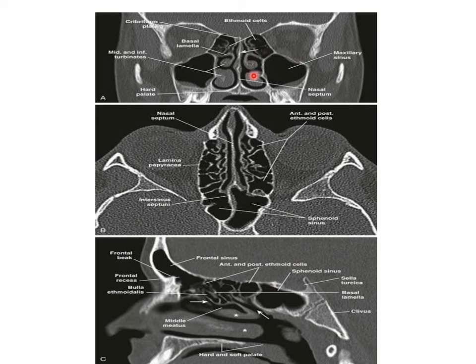Ethmoid sinus consists of multiple ethmoid cells divided into the anterior and posterior ethmoid cells. Posterior ethmoidal air cells are fewer in number and larger in size, drain to the superior meatus. Anterior ethmoid drain to the middle meatus. Basal lamella forms a boundary between the anterior and posterior ethmoidal cells.